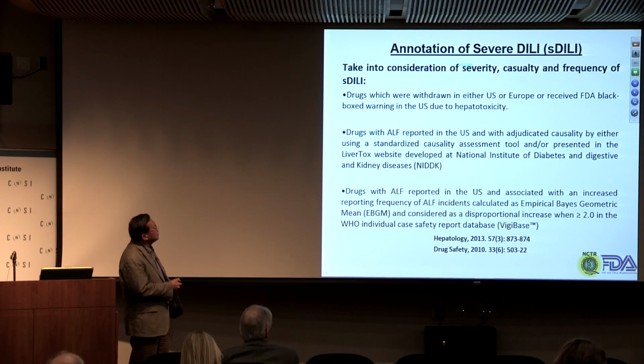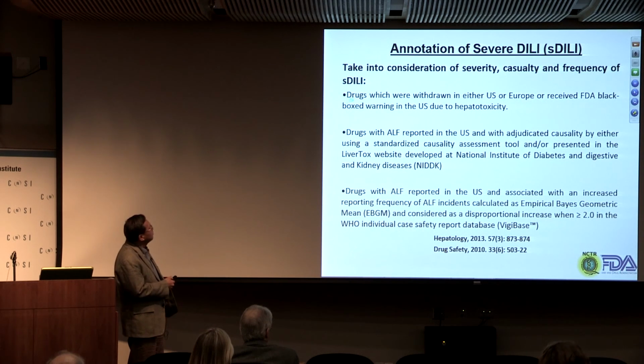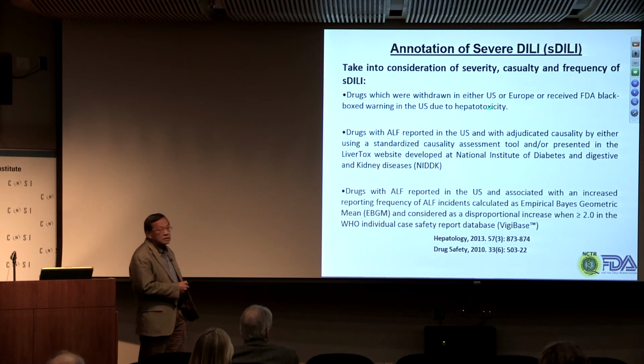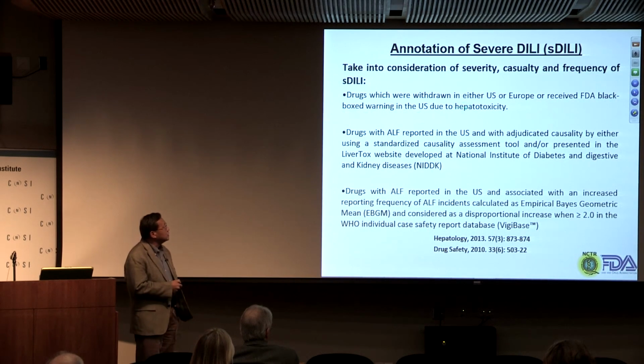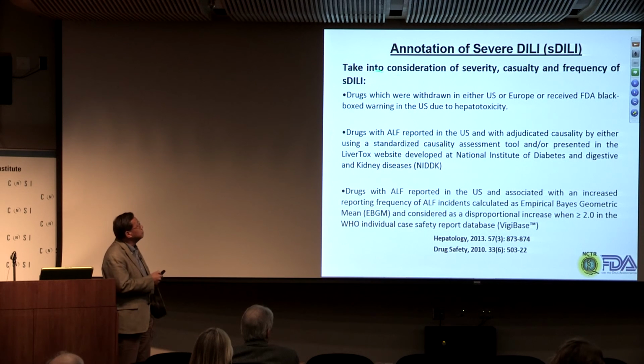So we developed criteria for severe DILI. We take into consideration the severity, causality, and frequency of DILI. So we have three criteria. The first one is drugs withdrawn in either the US or Europe, or that received an FDA black box warning in the US, due to liver toxicity. We believe drugs that were withdrawn or have a black box warning already have incidence of acute liver failure. So we think this is severe enough that we can name these severe DILI drugs.